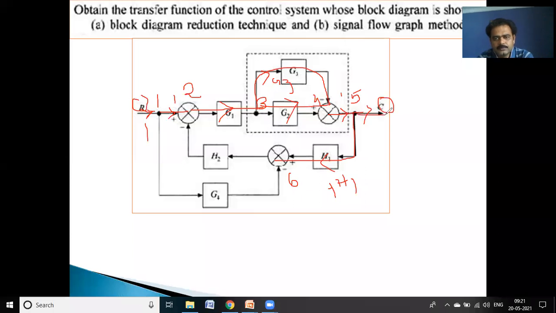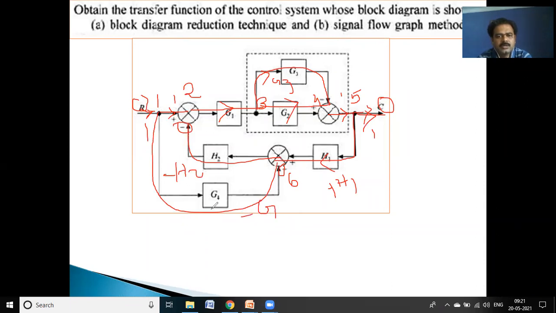Okay. So from 5 to 6 here again unit value. Now from the second to the 6th point it is minus H2. Since it is negative feedback, we have to represent it with -H2. So from this first junction to the sixth junction, again this is a forward path with a negative sign. So minus G, I think it is G4. So that completes the simple signal flow graph.